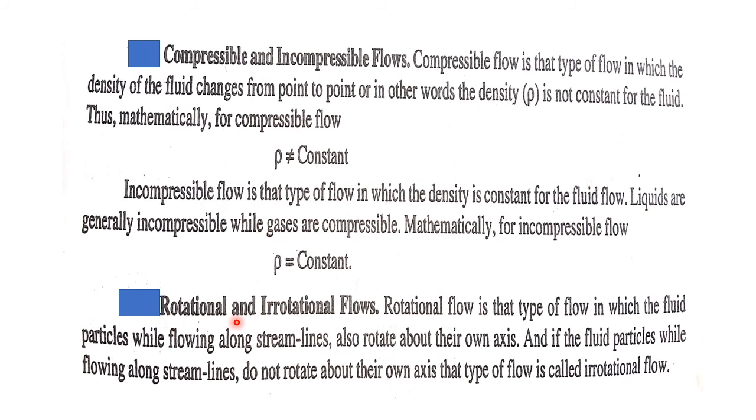So the last one is the rotational and the irrotational flows. Rotational flow is that type of flow in which the fluid particles, while flowing along streamlines, also rotate about their own axis. So whenever the fluid particle is moving and it is also rotating about its own axis, then such types of fluid flows are called rotational flows. And suppose the fluid particle while flowing along streamlines does not rotate about its own axis, such type of flow is called the irrotational flow.